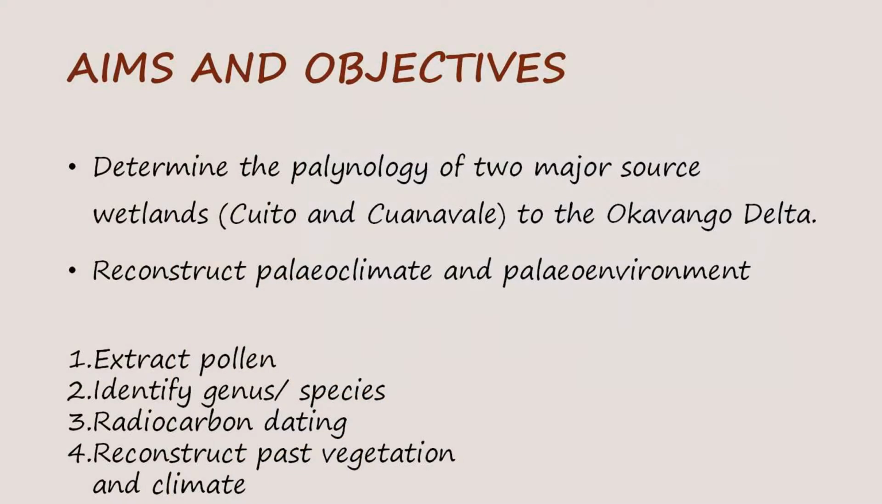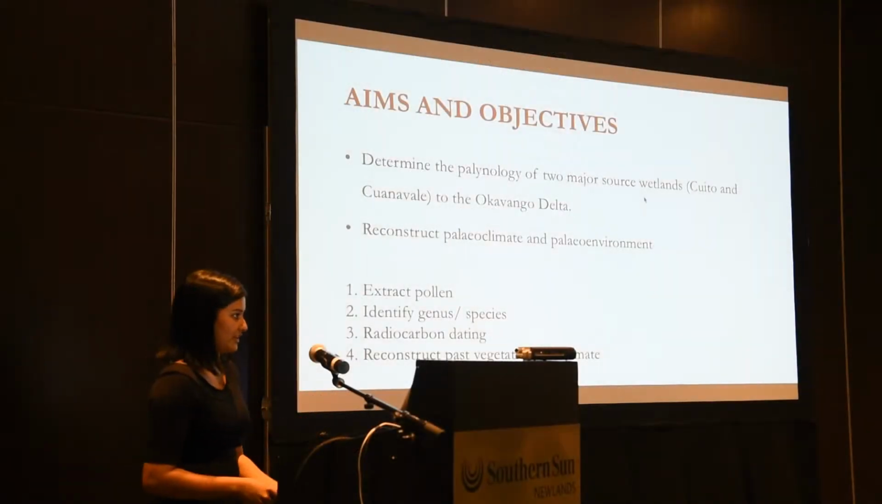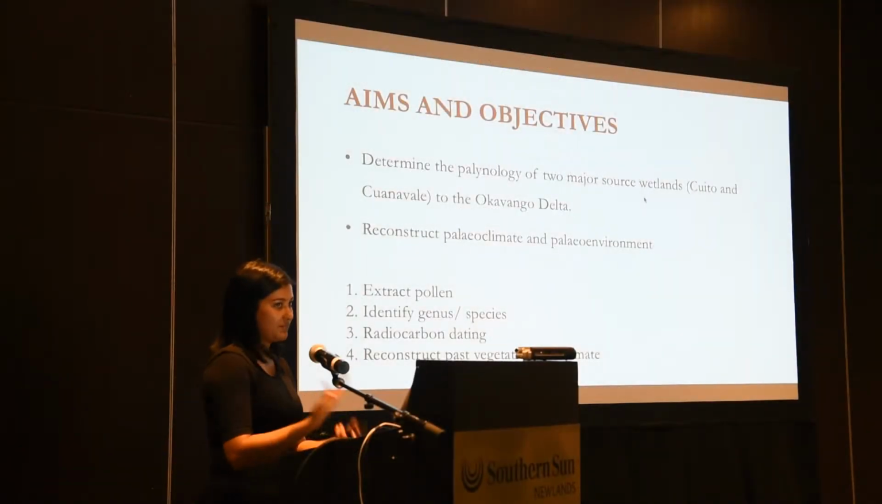The aims of my project were to determine the palynology of two major source wetlands to the Okavango Delta, and then reconstruct the paleoclimates and paleoenvironment, and from that look at any major vegetational changes through the years, and see how they've reacted to climate change, or if climate change had any impact on them.